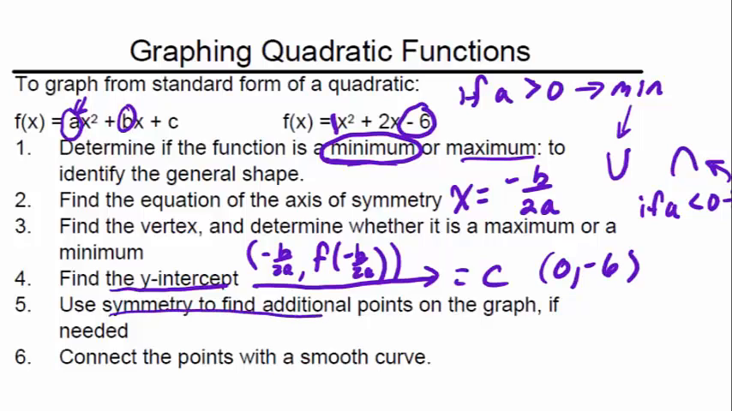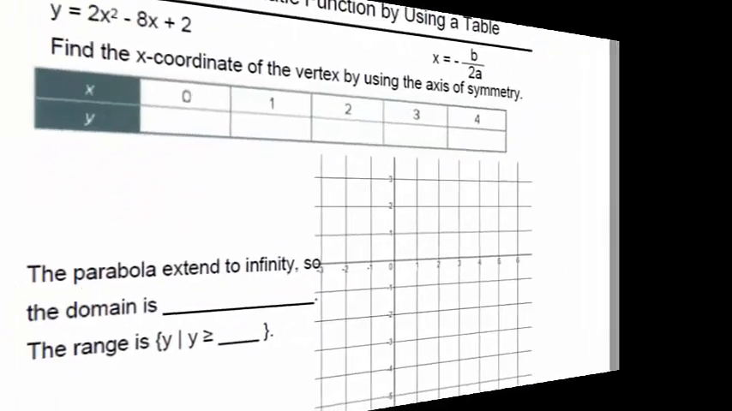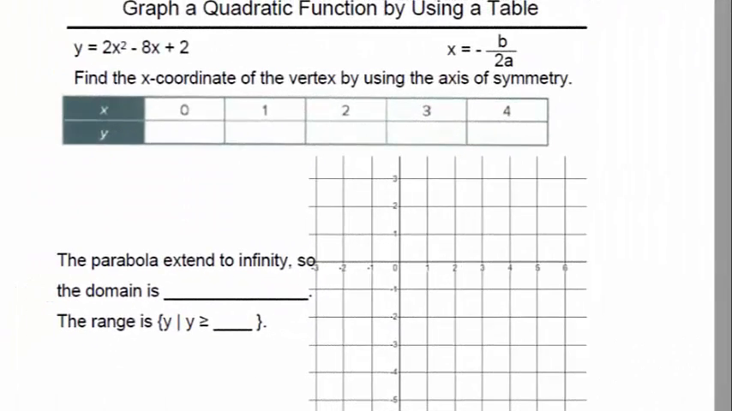Then we're going to use that line of symmetry to find other points and then reflect across, and then once we get points on either side of the vertex, we're going to just connect them with a smooth curve. Okay, so the only way to really understand this is to actually practice one of these. So the first thing, as we said, we want to do is figure out, what is this thing going to be, a min or a max?